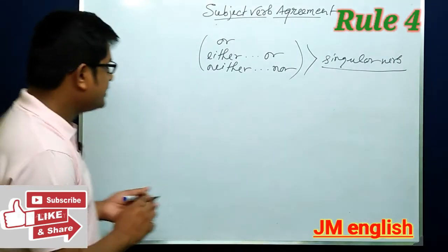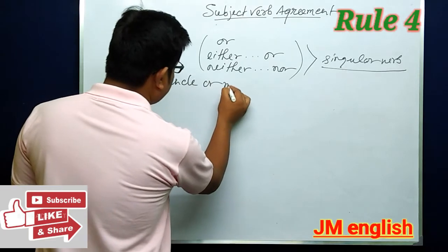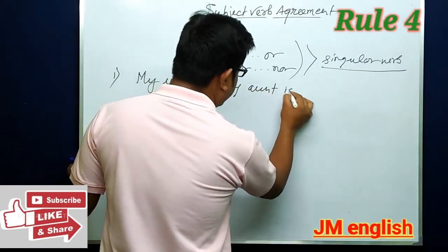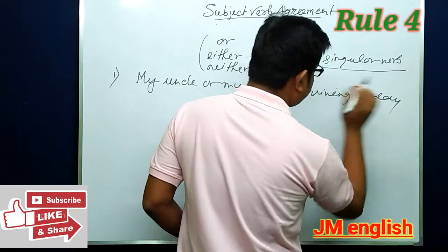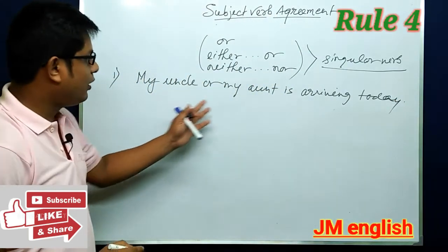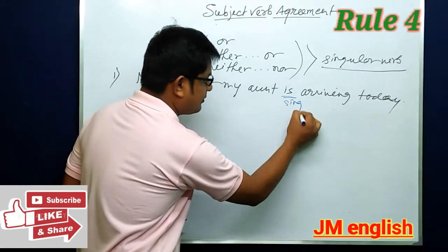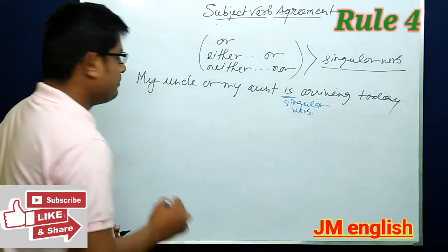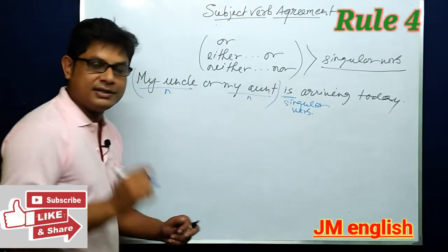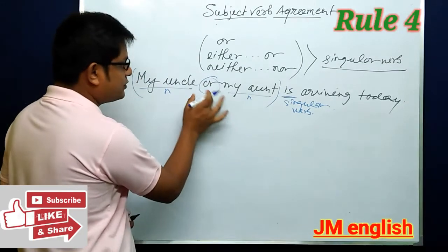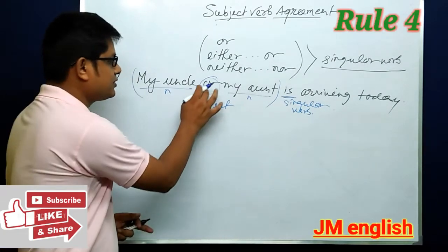Okay, how? Let me give you an example. Suppose you write: My uncle or my aunt is arriving today. Look at this, I've used "is," a singular verb. You have two nouns, my uncle and my aunt, and these two became a single subject, and to connect them you have used "or." That's why you have to use a singular verb, isn't it?